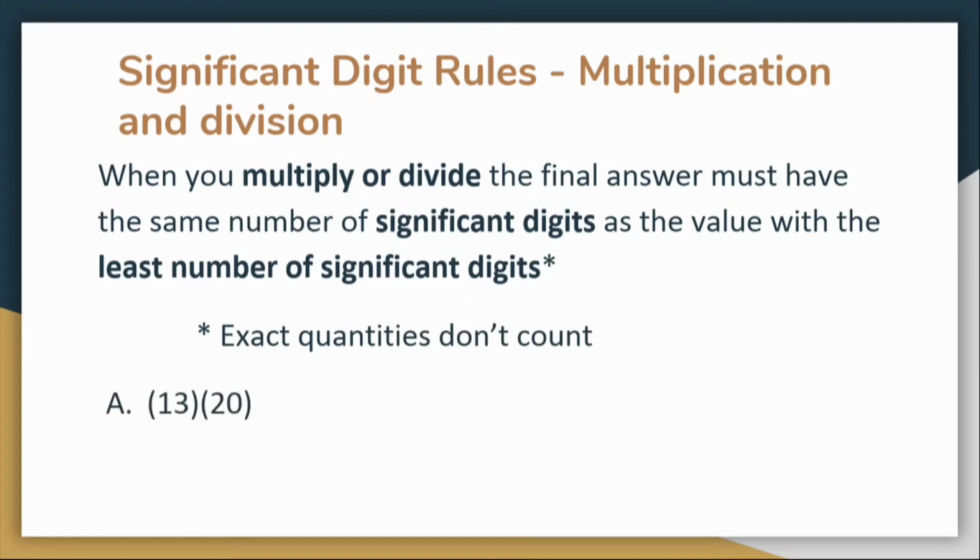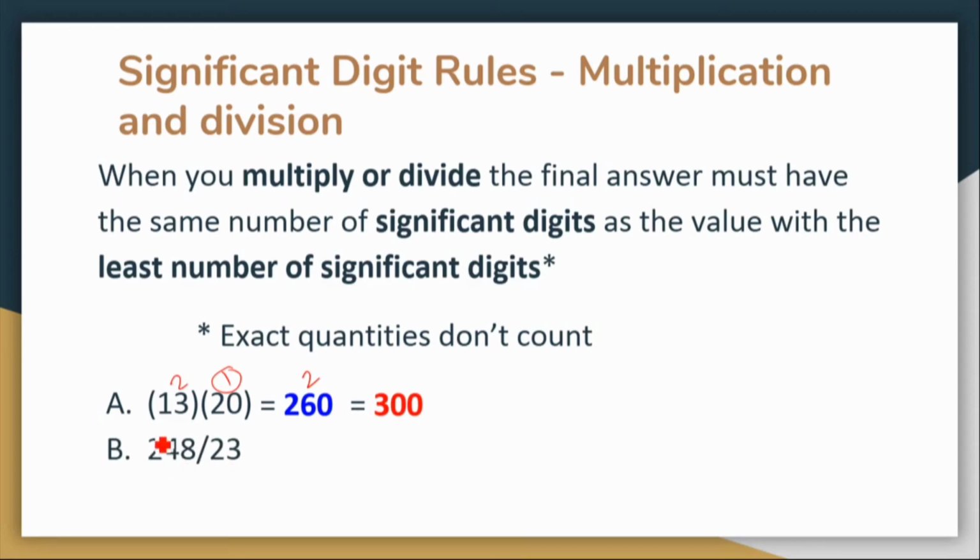For example, 13 multiplied by 20. 13 has 2 significant digits, while 20 has 1 significant digit. So we're going to follow the least, which is 1. 13 multiplied by 20 is 260. 260 has 2 significant digits. To make it 1, we need to round it off, so it will become 300.